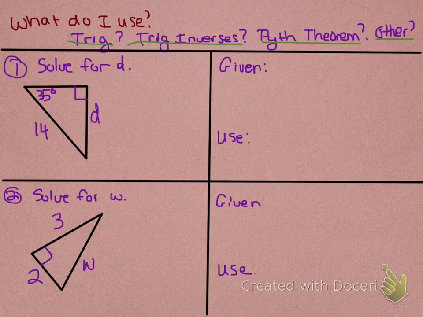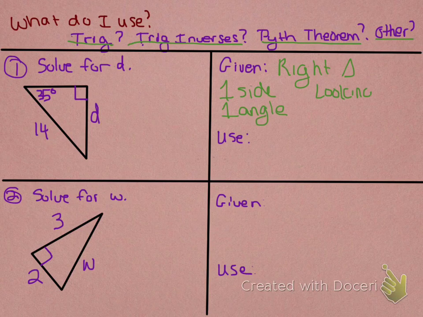So we're going to go through and look at each of our given pieces of information. So for this one, we know that we are given that it's a right triangle. All right, so we're given one side, one of the acute angles, I'm just going to say one angle for that, and we are looking for a side. So if you look at your list, the only way that we can solve for this is to use our regular trig. We can't use the inverses because we're not looking for an angle measure.